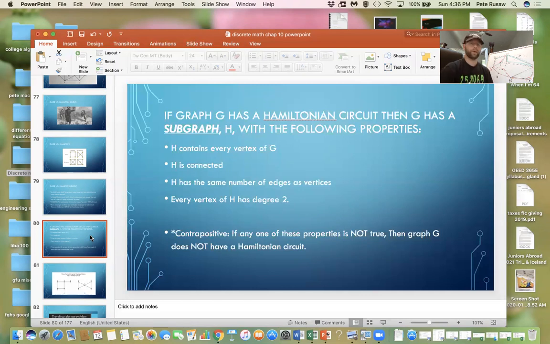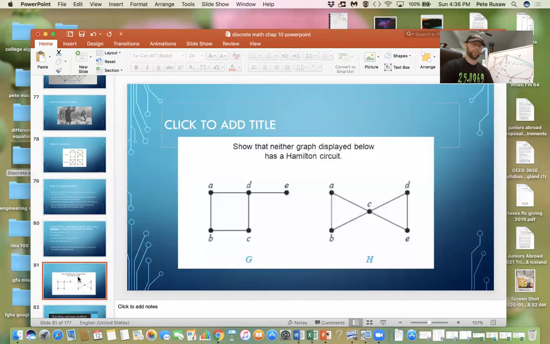So that's a way that we can look at a graph and not have to keep checking. If we can find a violation of one of these properties in any way, if we have a disconnected graph or something like that, then we would know. Don't even keep trying to find a Hamilton circuit because you won't. Neither of these two graphs work.